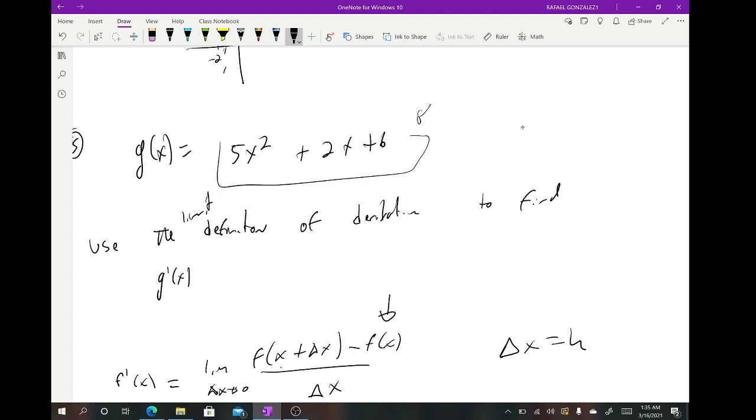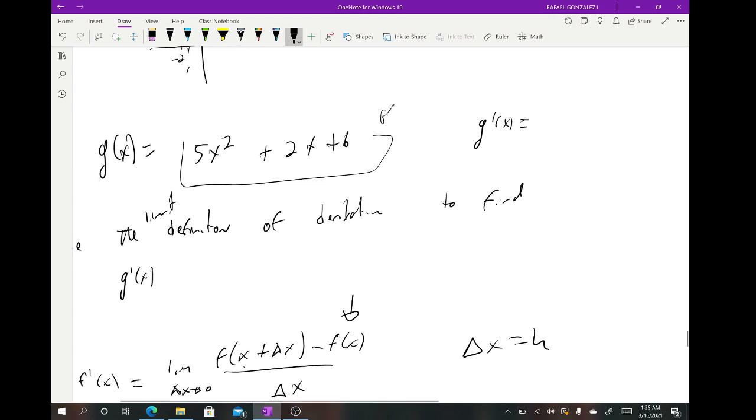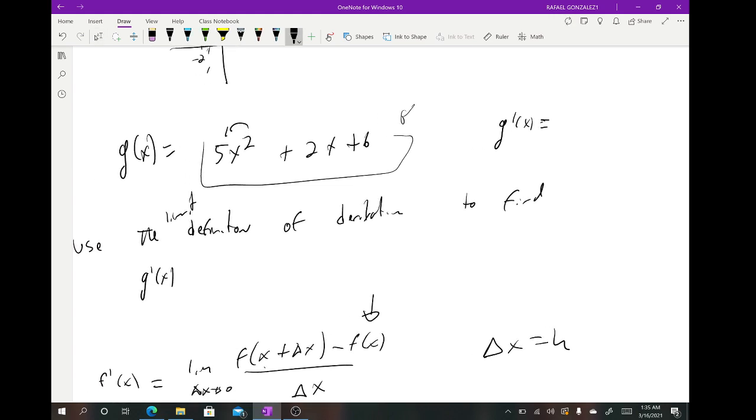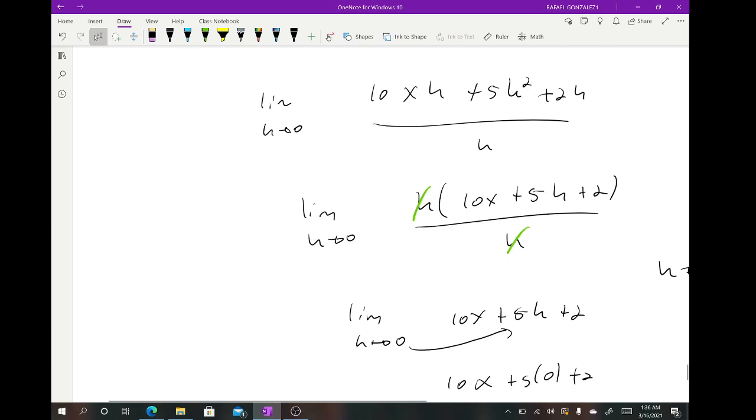Now, obviously, we also have our shortcuts like the power rule. So we could have just simply used the power rule to find this derivative quicker, because that's just 2 times 5, which is 10x. 2 minus 1 is 1. The derivative of 2x is 2, so plus 2. And the derivative of 6 is 0, so we get the exact same solution.